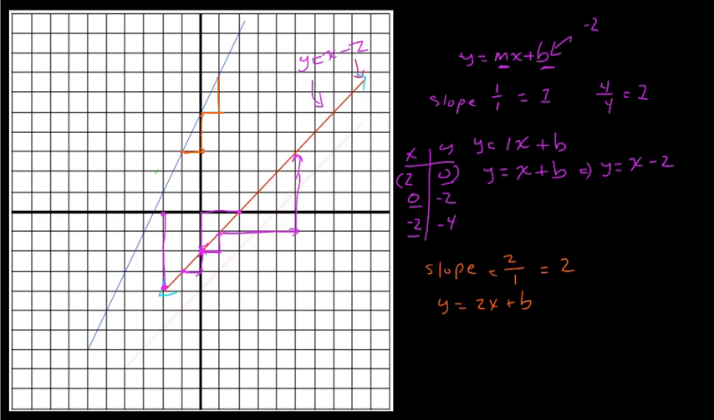And we can visually inspect where this crosses the y-axis. It's 1, 2, 3, 4, 5 in the positive direction. So our definition of the line is y equals 2x plus 5. And that is the definition of this blue line. y equals 2x plus 5 is the definition of this line.